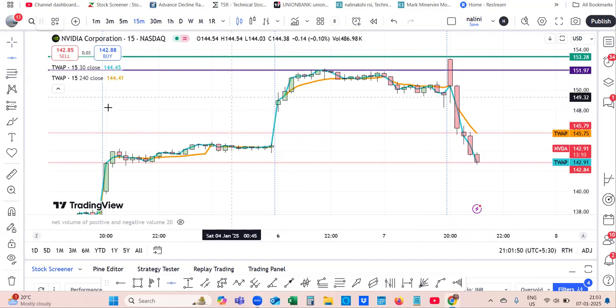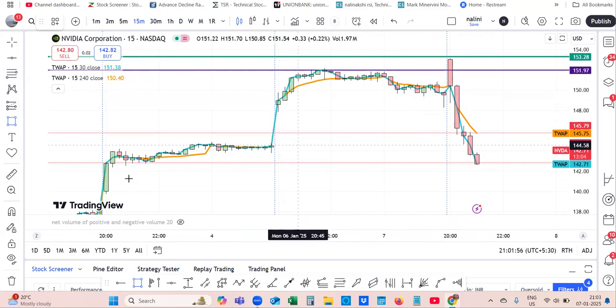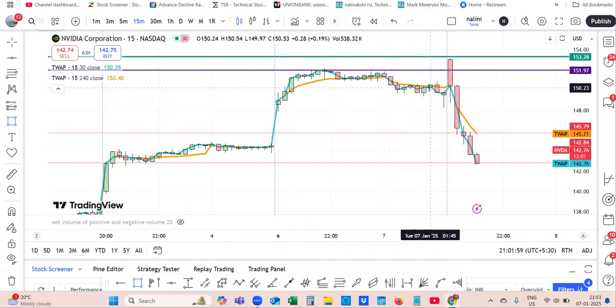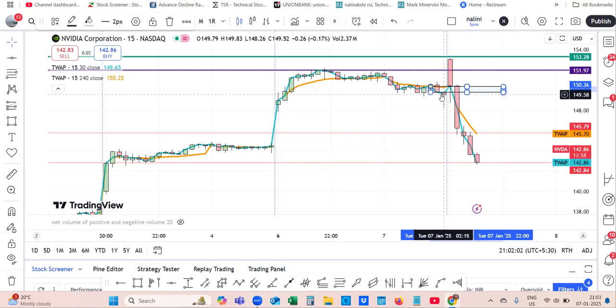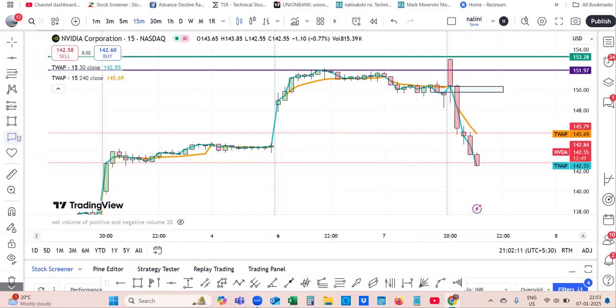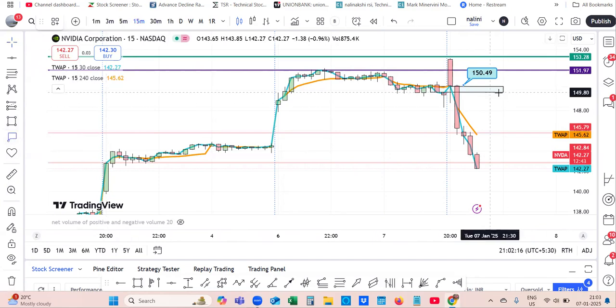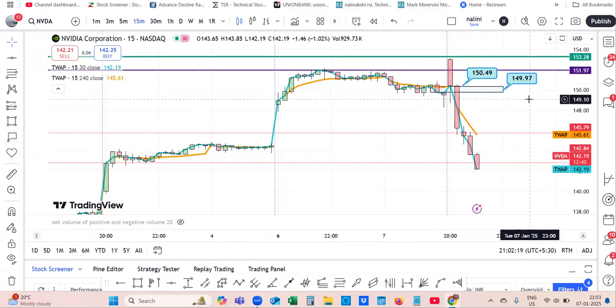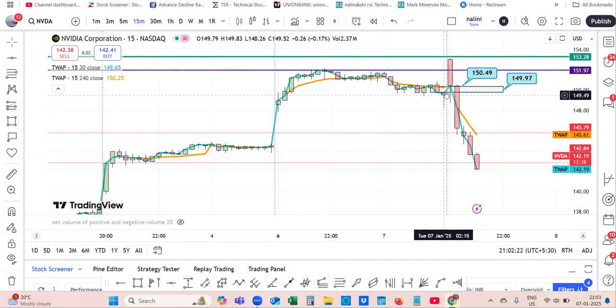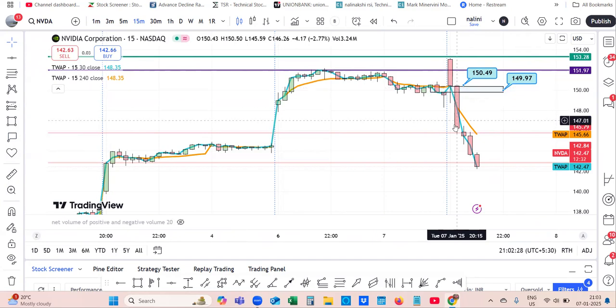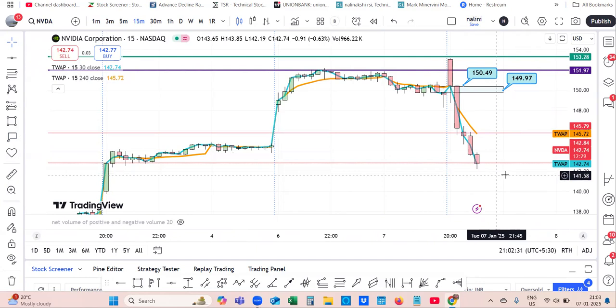Let me take the rectangle and mark the levels of the time-wise weighted average price here, including both of them. If I include both, it comes to 149 point, sorry, 1 minute. I'll take the price label: 150.49 and 149.97. Price had already penetrated through this, and the next candle was a continuation bear candle. It is continuing, going down.